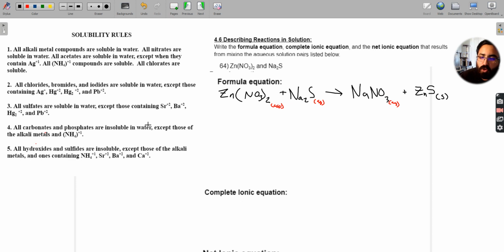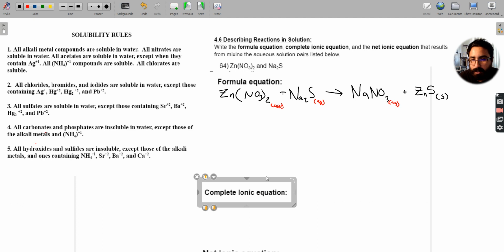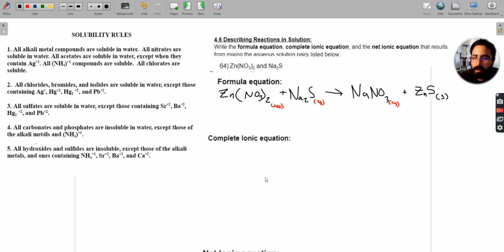All right, so that is the formula equation. You should be pros at that by now. But let's write out the complete ionic equation. Let's break this apart into its ions. So zinc, oh, let's balance first, Mr. Sanchez. Don't be a dummy. There's 2 NO3s here, so let's put a 2 right here. All right, there's 2 NAs. Oh, that seems to be it. Yes, I love when balancing is that easy.